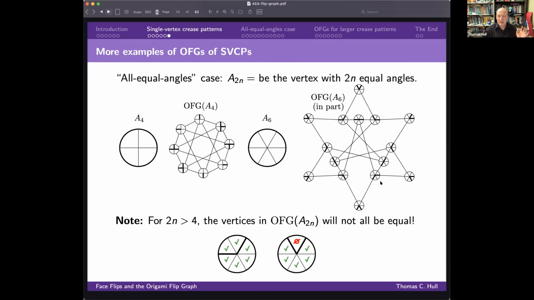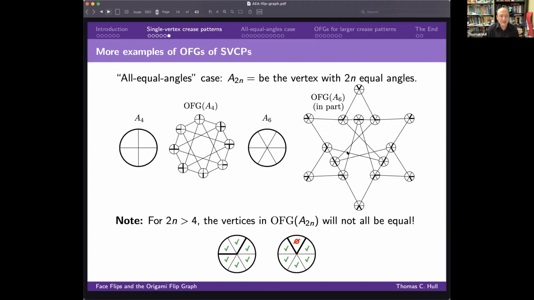It'll still be a rather symmetric graph. So this is only half of the origami flip graph. Here are just the vertices that have 2 mountains and 4 valleys. There's another isomorphic copy of this that is 4 mountains and 2 valleys, but then they interconnect in some way, and so it's a little bit hard to visualize, but it's still kind of a nice graph. But that made us think that maybe this case is interesting to look at.